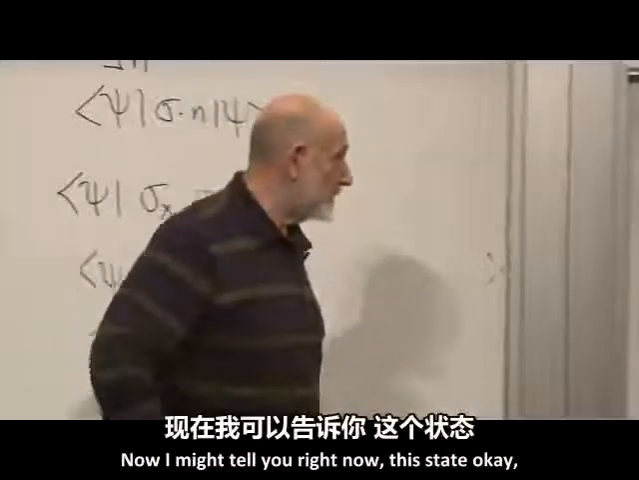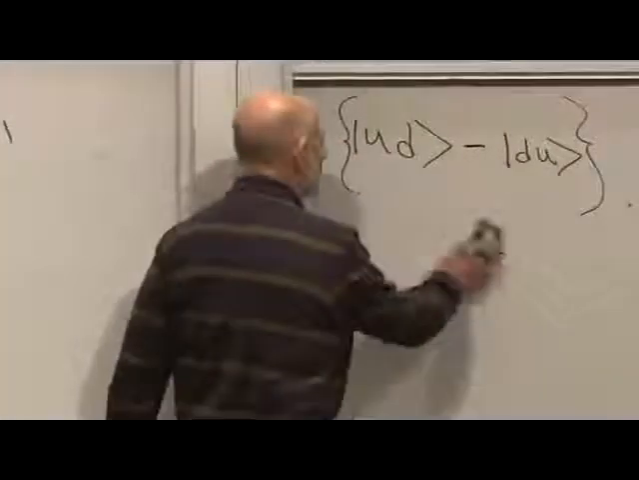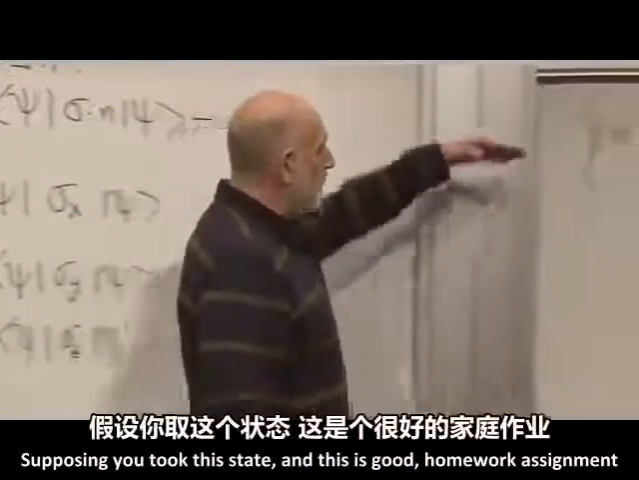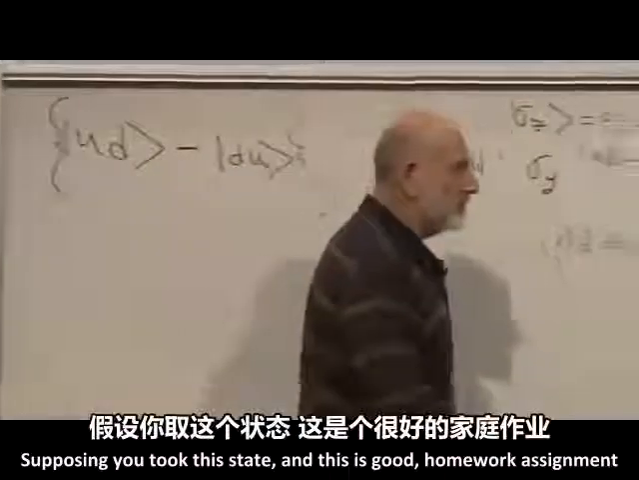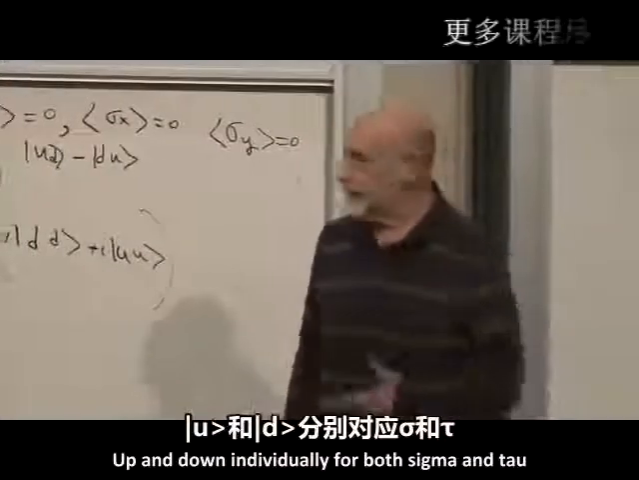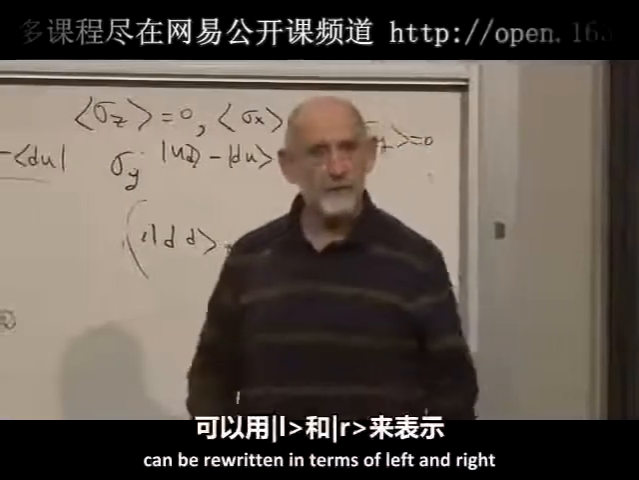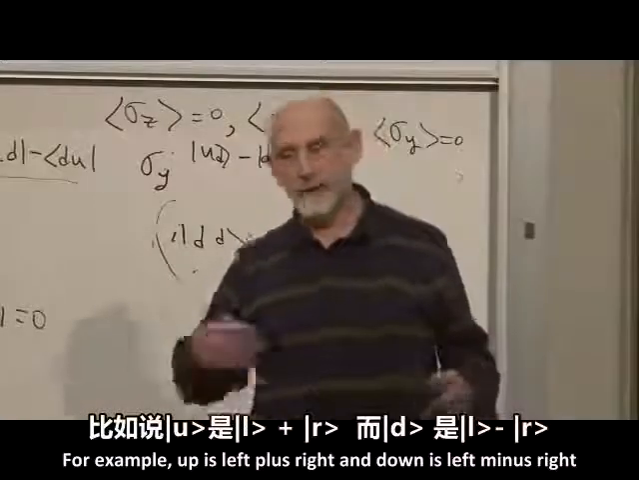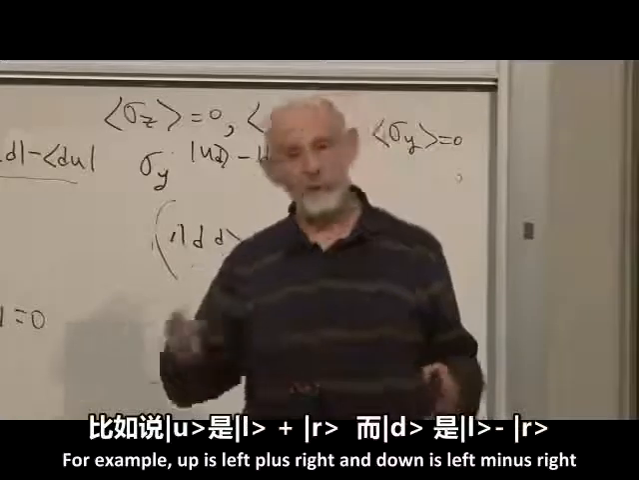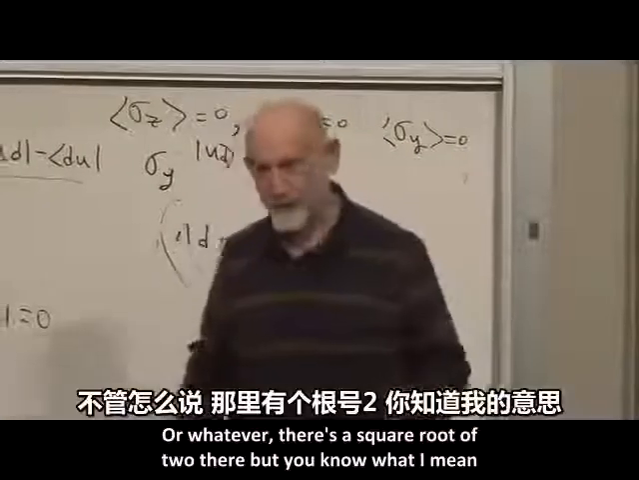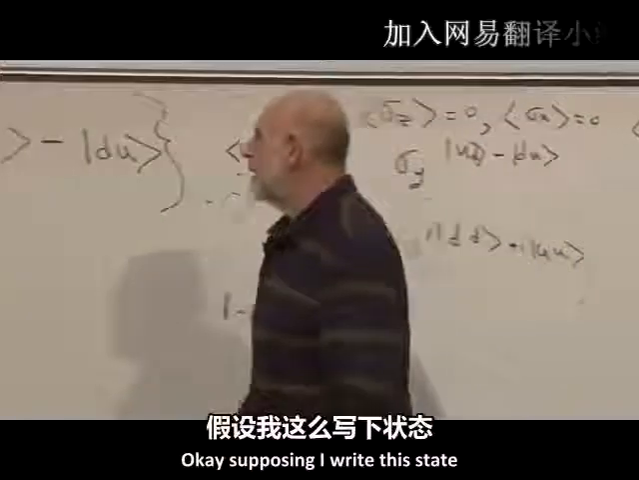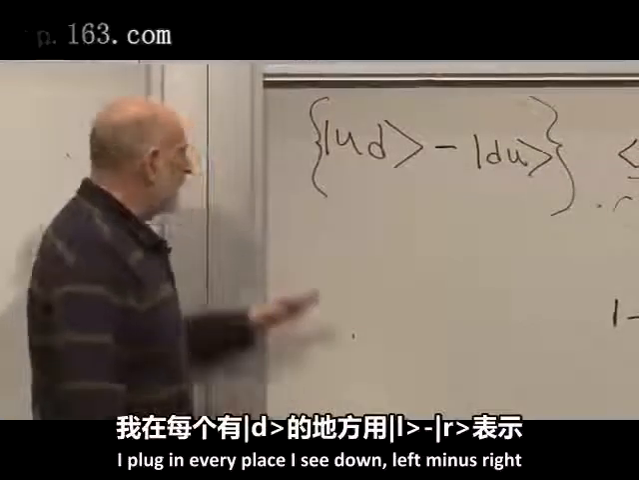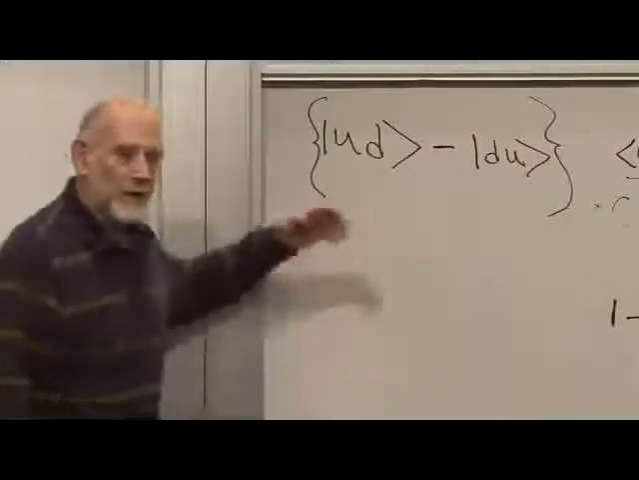Now, I might tell you right now, this state does have a special feature that up, down, plus down, up wouldn't have. Supposing you took this state, and this is a good homework assignment, up and down individually for both sigma and tau can be rewritten in terms of left and right. For example, up is left plus right, down is left minus right, or whatever it is. The square roots of 2 are there, but you know what I mean. Okay, supposing I write this state, I plug in every place I see down, left minus right, and every place I see up, left plus right. What do I get out of this?